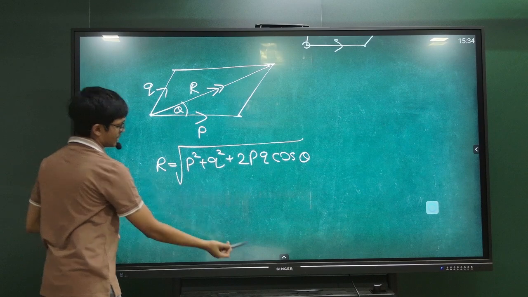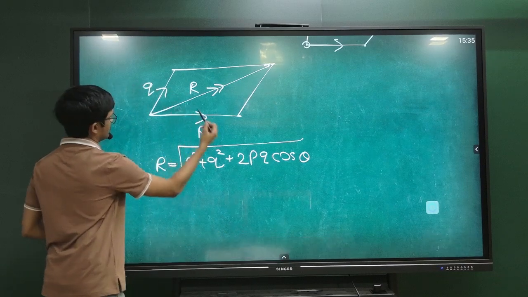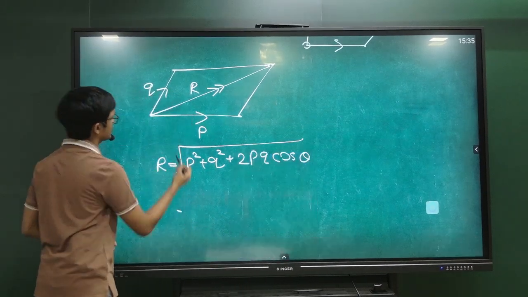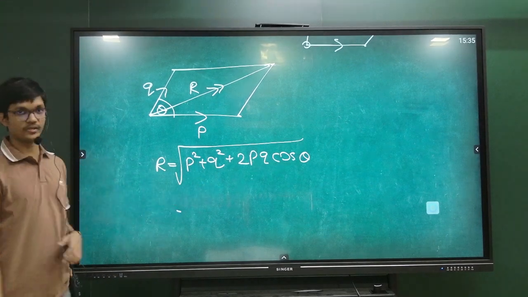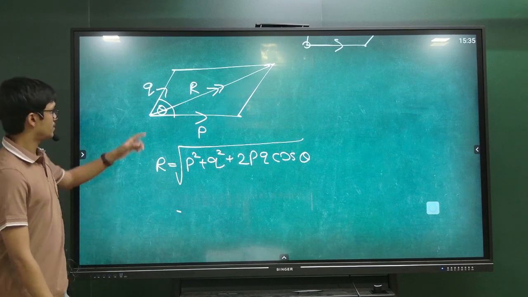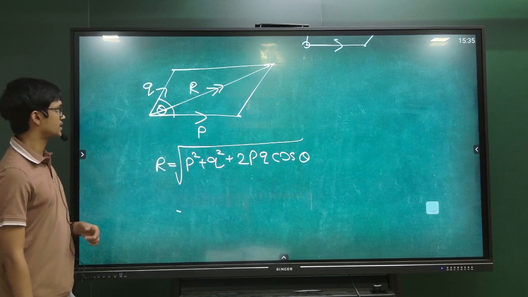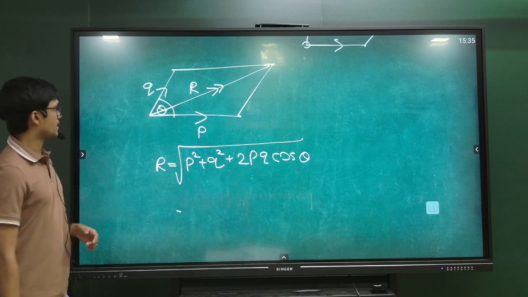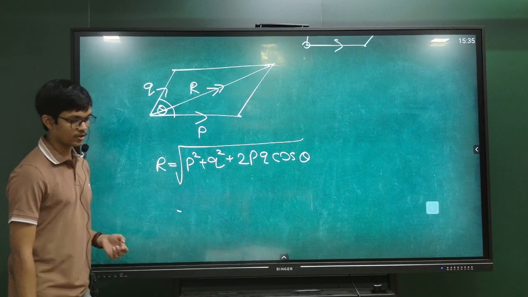Sorry, if the angle between those two forces is theta. Can you remember this equation? This one we derived for vectors. It again works for forces. If this is P, this is Q, and the angle between them is theta, you can get R as the square root of P squared plus Q squared plus 2PQ cos theta.